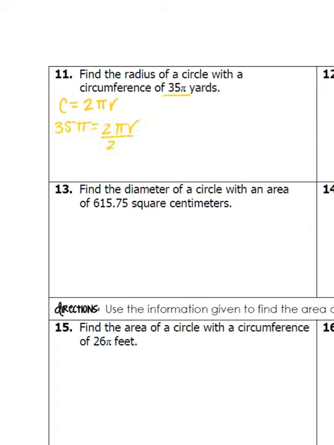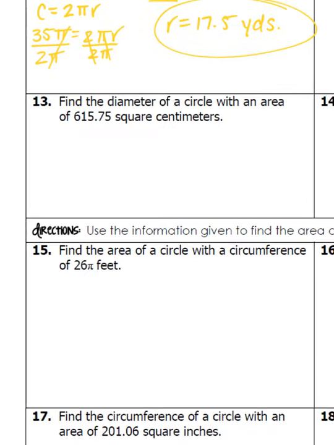And now I could just divide by 2 pi. Now, these kind of problems make it a little bit nicer because on the left side here, our pi's cancel out. So all you have to type in is 35 divided by 2, and we get 17.5 yards. Okay. If you didn't realize that they canceled out, you would still get the same answer. Like the calculator would cancel them out for you.